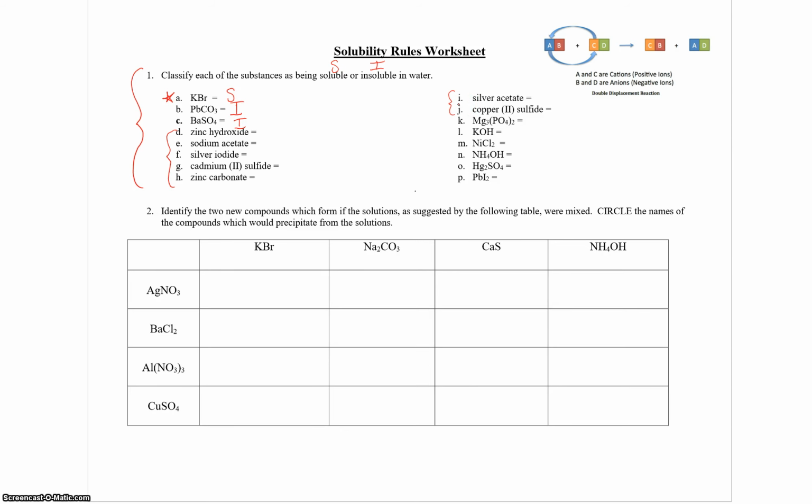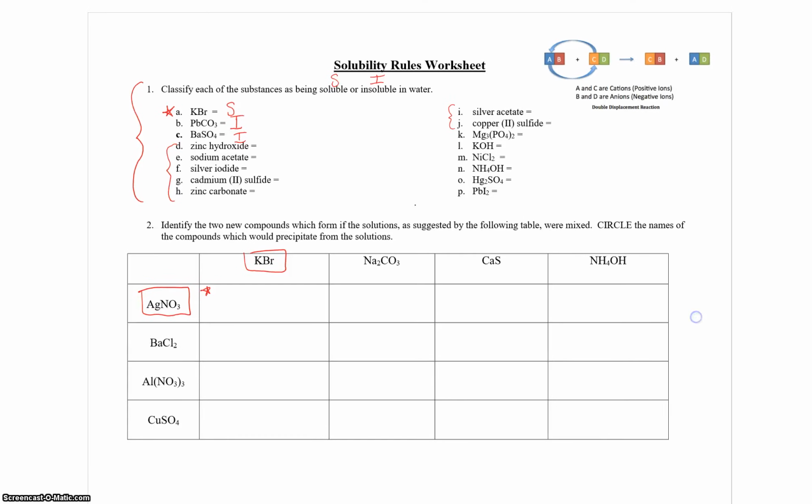Now this next one is a chart. Basically what you're doing in each one of these boxes is writing the products from the two reactants. So this first one would be with potassium bromide and silver nitrate. This one would be if potassium bromide and barium chloride were reacting, and so on and so forth. For each one, you are writing the products.